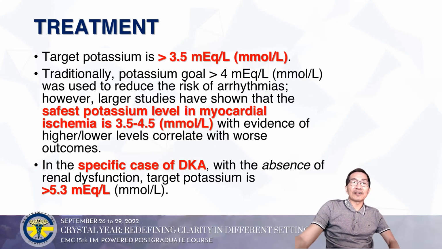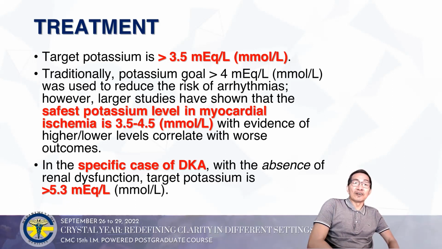It should be noted that when you give your potassium, you give it intravenously in that case. The target potassium is 3.5 milliequivalents per liter. Traditionally, the potassium goal would be 4 milliequivalents per liter and this was used to reduce the risk of arrhythmias. However, in recent large studies, they have shown that the safest potassium level in myocardial ischemia is actually somewhere between 3.5 to 4.5, with evidence of higher or lower levels correlating with worse outcomes than at these levels of 3.5 to 4.5.